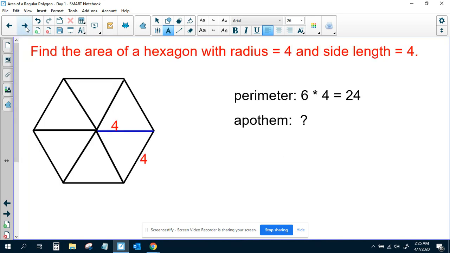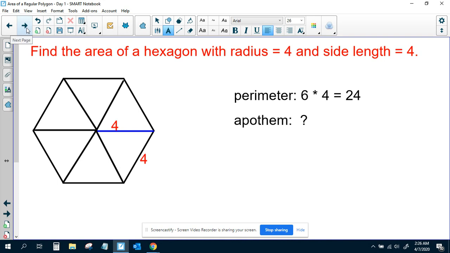Okay, so first example. Find the area of a hexagon with radius equal to 4 and a side length equal to 4. Okay, so a hexagon, that's a six-sided figure. So we need our two pieces of information. We need the perimeter and the apothem. Well, the perimeter we can get pretty quickly. Since the side length of the figure is 4 and there are 6 sides, 6 times 4 gives us 24 for the perimeter. The apothem, we're going to have to do a little work.